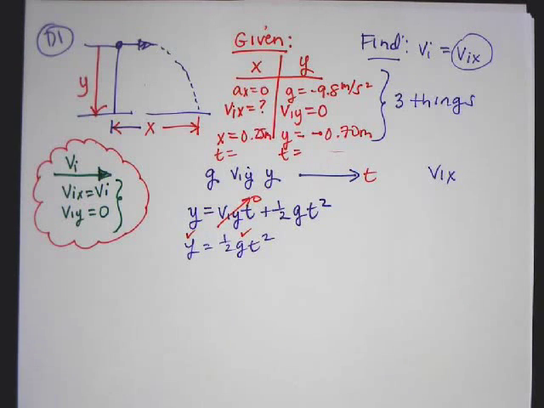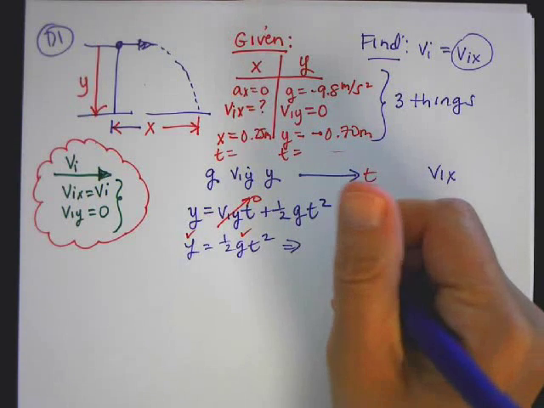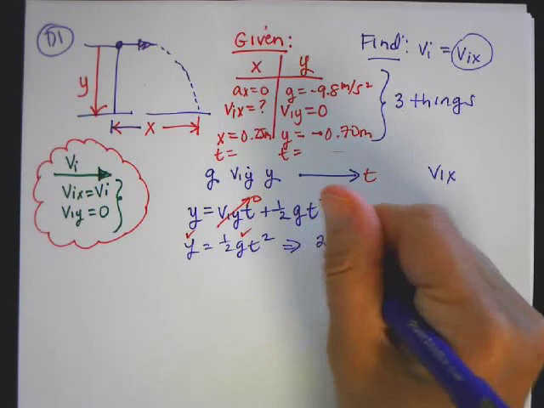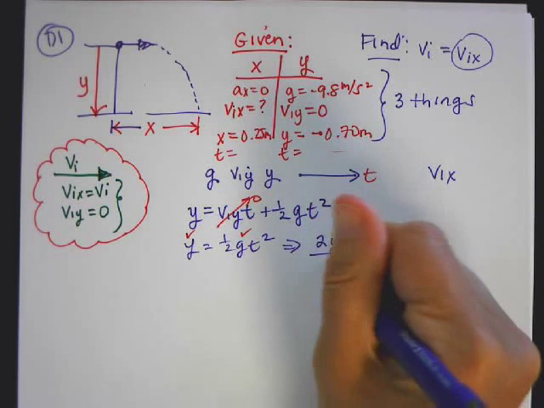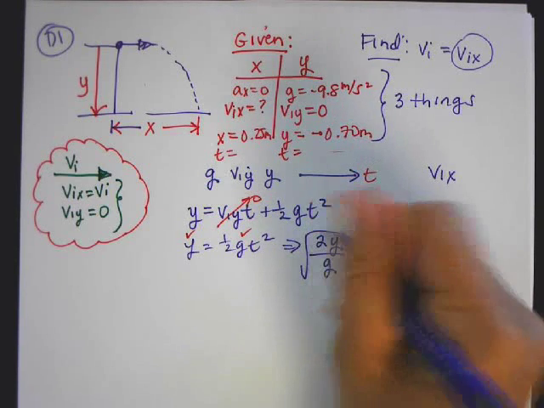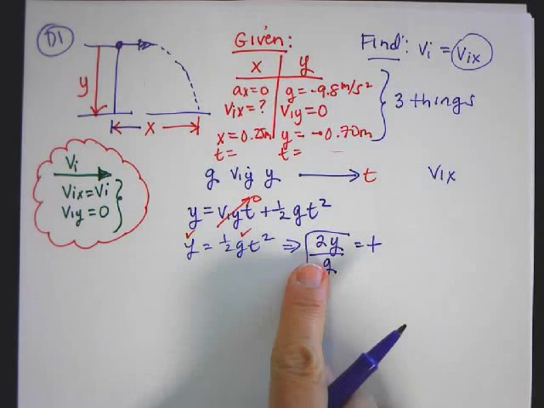So I'm going to rearrange the equation to solve for the unknown in terms of the known. I'm going to multiply both sides by 2. Then I'll divide both sides by g, and then I'll take the square root of both sides. So t is equal to the square root of 2y over g.